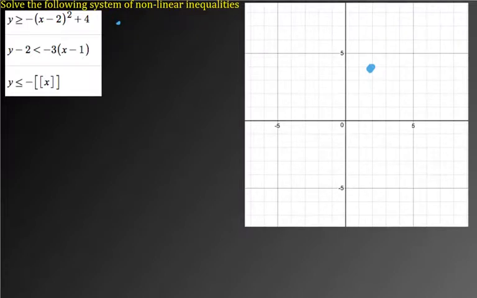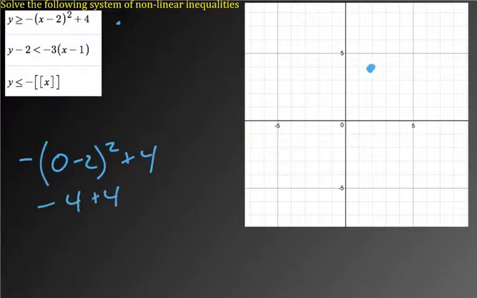And then you can always just plug in an easy point. An easy point could be 0. So negative (0 minus 2) squared plus 4. This is going to be negative 4 plus 4, which is 0. So if we plug in 0, we get 0. So we're right there. And then based on symmetry, if we flip over the line of symmetry, we would also be at 0 over at x equals 4. This is a solid curve, right, because it's an equal to inequality.